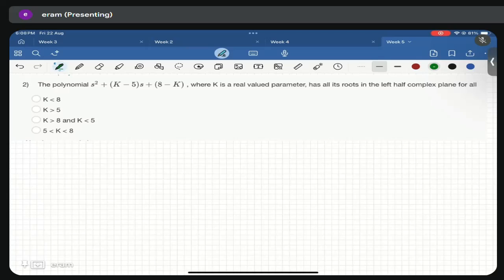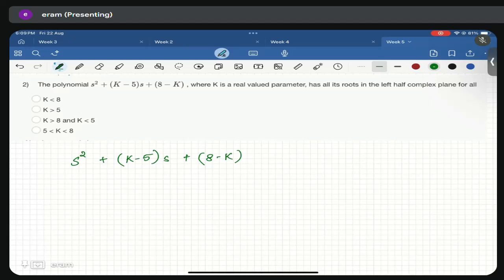Last option, ma'am. Okay, correct. The question is, we are given a polynomial s square plus (k minus 5) into s plus (8 minus k). For this polynomial to be Hurwitz, which means all the poles should lie in the left half of the complex plane, we know that the necessary and sufficient condition for at least a second order polynomial is that all the coefficients should be non-zero and there should be no sign change.